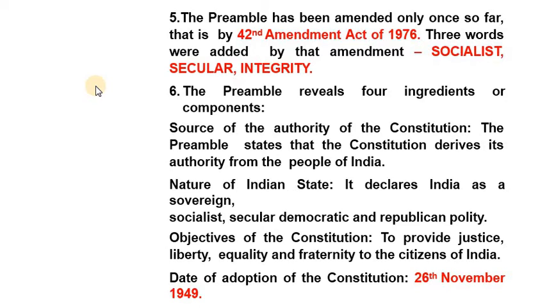Then the preamble reveals four components. First, the source of the authority of the Constitution: the preamble states that the Constitution derives its authority from the people of India. Second, the nature of the Indian state: it declares India as a sovereign, socialist, secular, democratic and republic polity. Third, the objectives of the Constitution: to provide justice, liberty, equality and fraternity to the citizens of India. Fourth, the date of adoption of the Constitution.